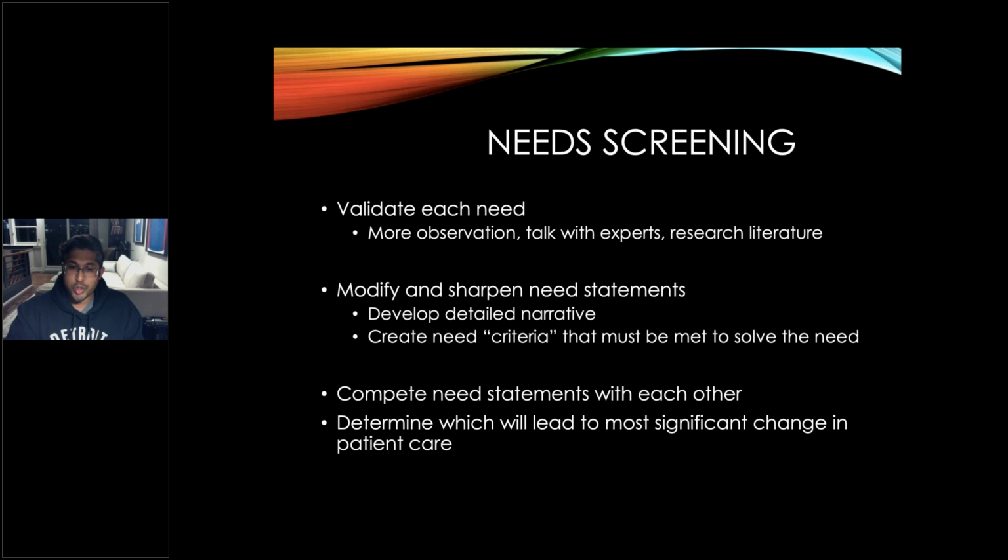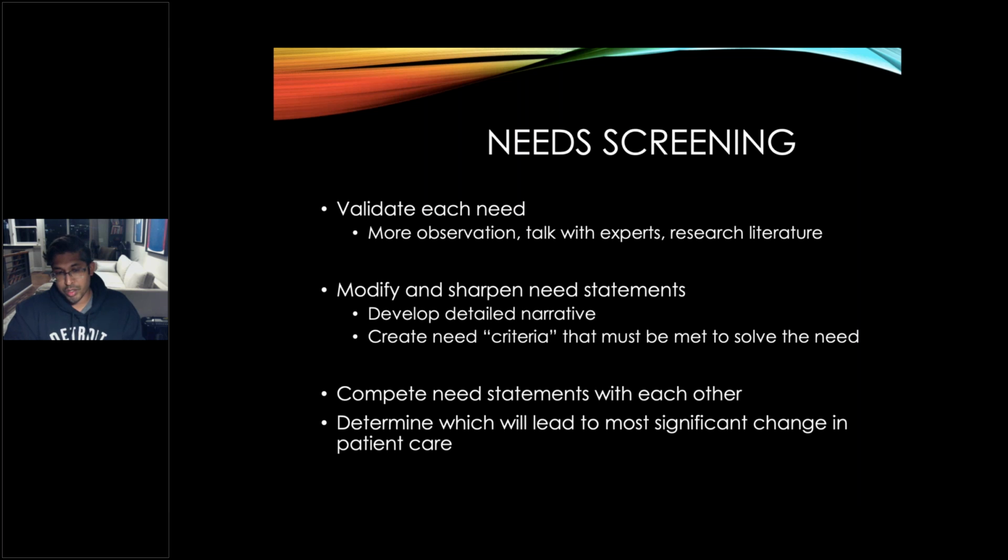Then, of course, you want to do your own research. Go to PubMed, even Google search, just look up information and try to learn as much as you can about that particular disease process, the solutions that have been presented in the past, the problems that have come up, and how people have solved them.